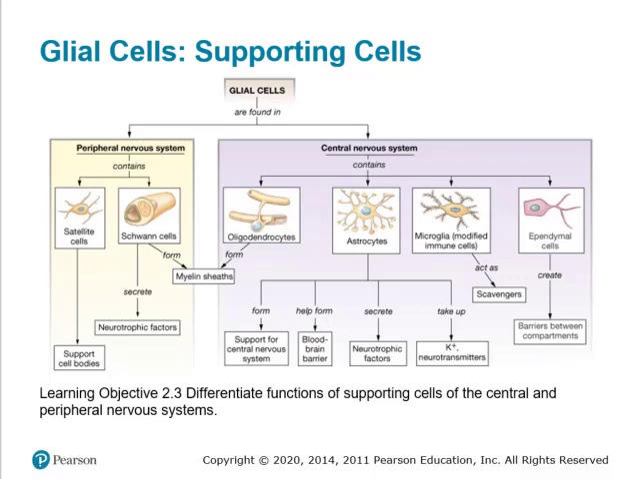So there are two types of glial cells. They fall into the peripheral nervous system and the central nervous system. And you can see that some of the functions are the same. So oligodendrocytes form myelin for neurons in the central nervous system, whereas Schwann cells form the myelin for neurons in the peripheral nervous system. In the peripheral nervous system, we also have satellite cells that support the cell bodies. Again, Schwann cells produce neurotrophic factors.